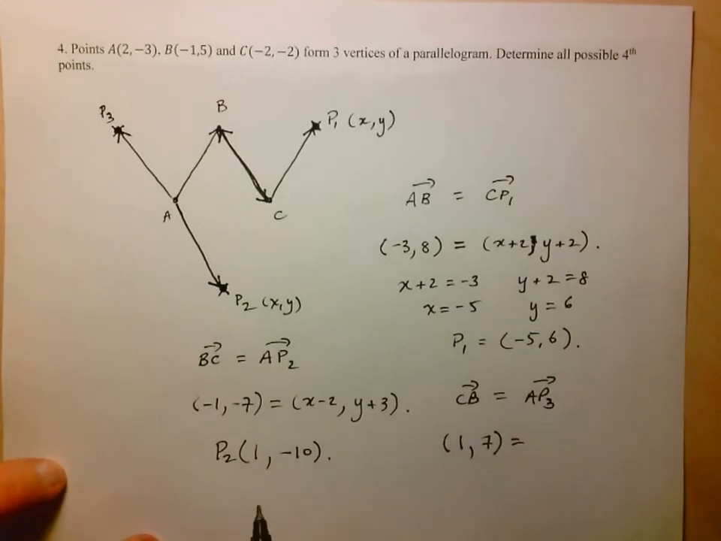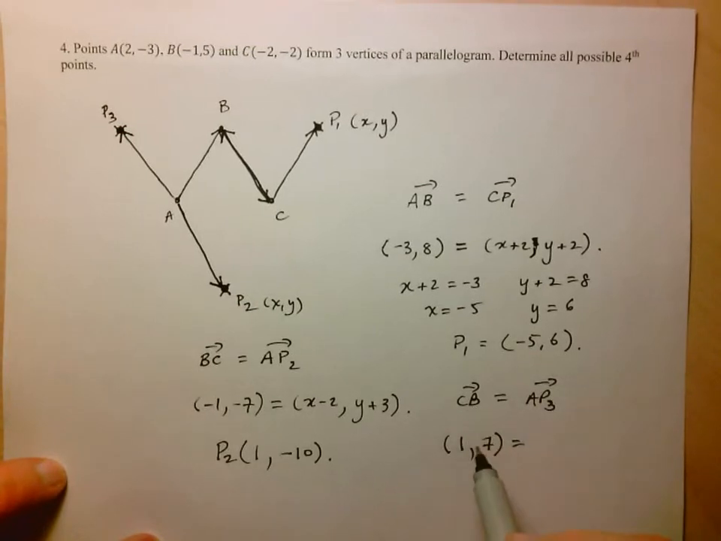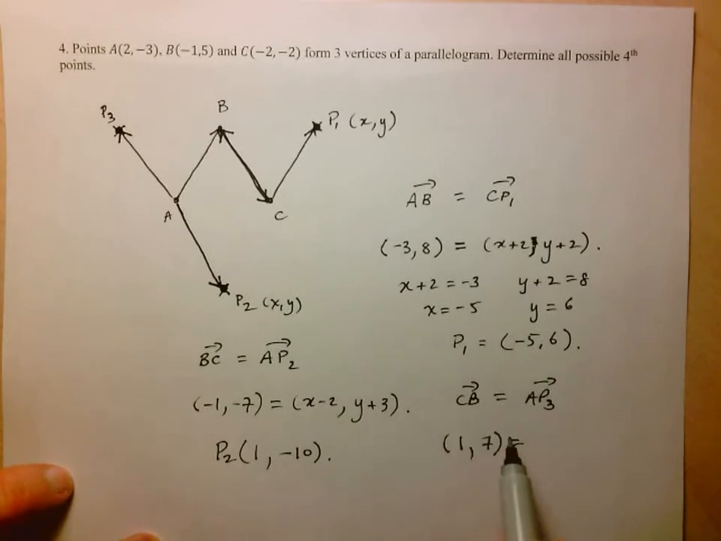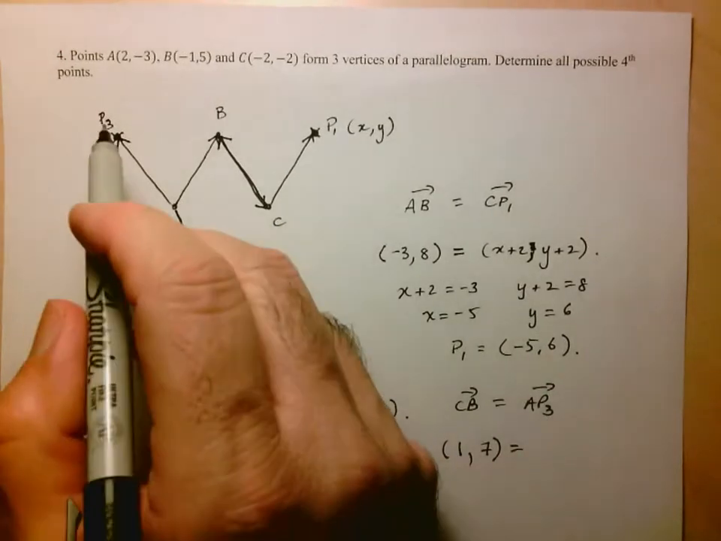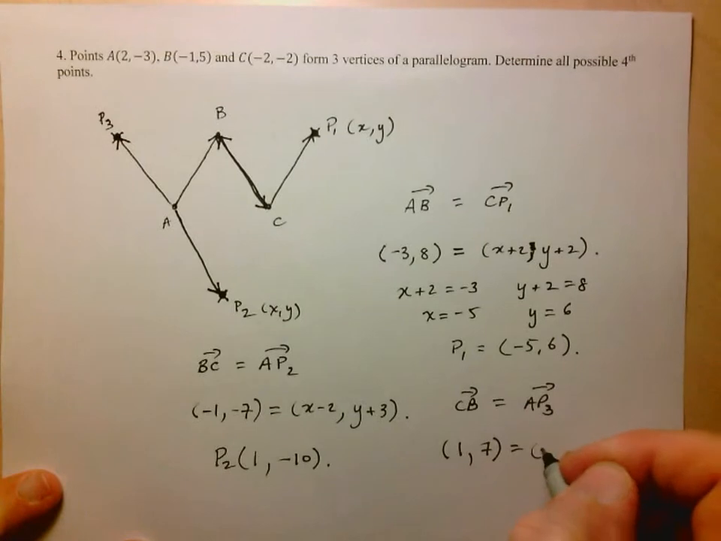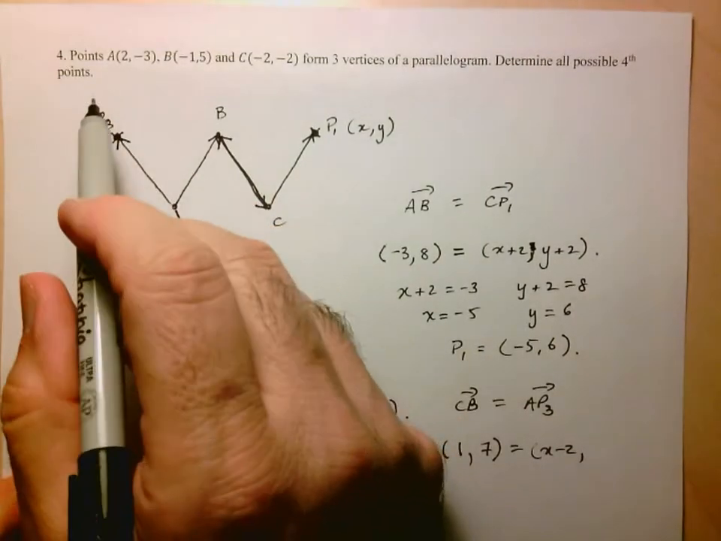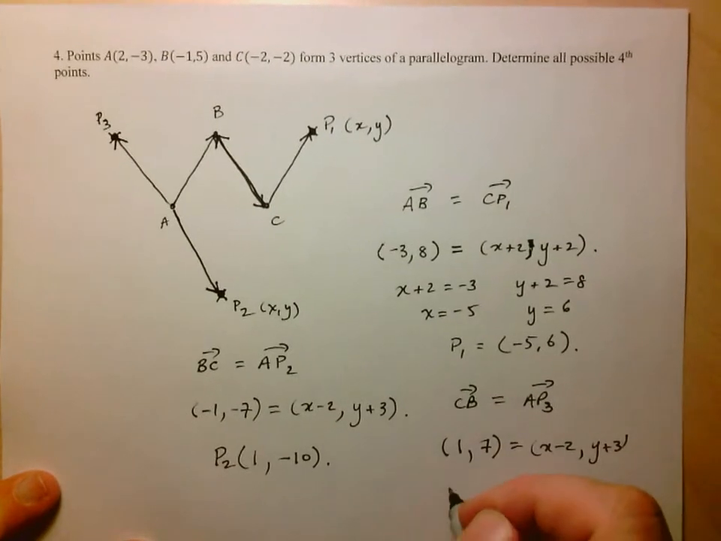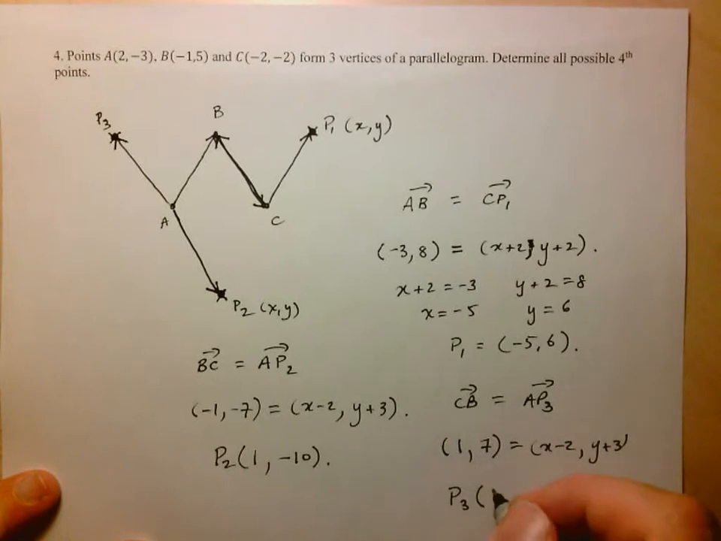Okay, at this point here, I just want to point out that these are vectors. So (1, 7) now is not representing a point, but a vector, whereas here (1, -10) is representing a point. Okay, so let's finish this off. So now we have to go AP3. So here we're just going to have x minus 2, and here y minus -3, so y plus 3. Okay, so my last point, P3, so the x value is going to be, I just have to add 2, 1 plus 2 is 3, and then here 7 minus 3 is 4.